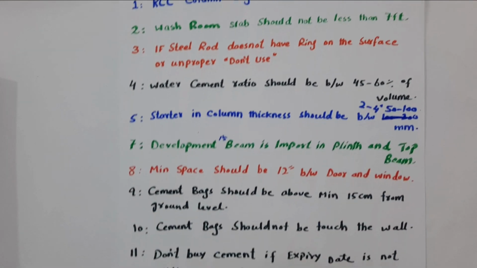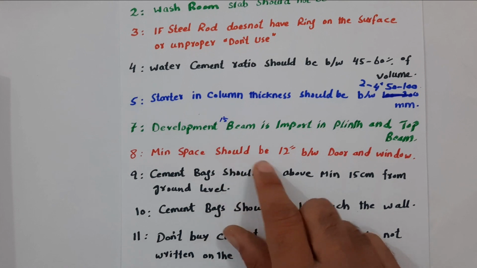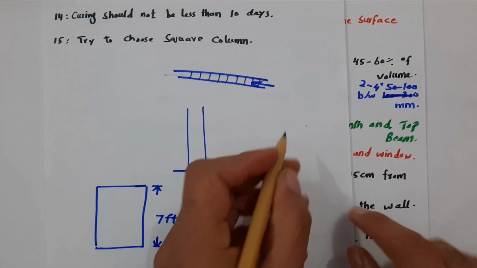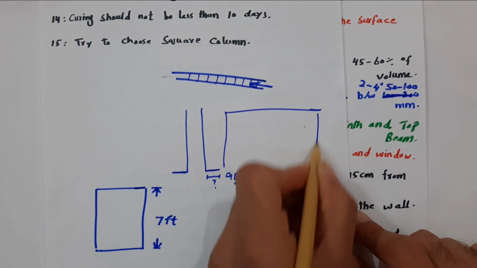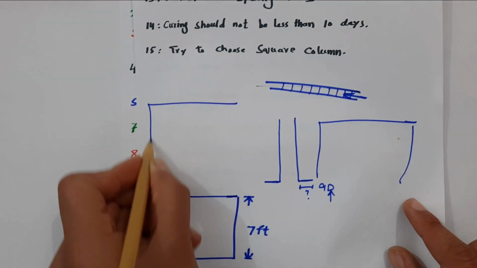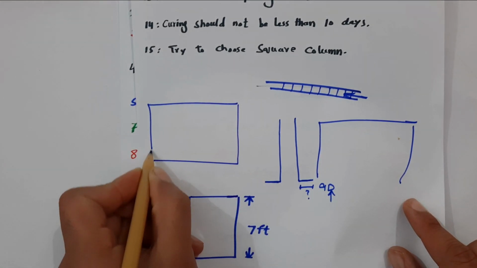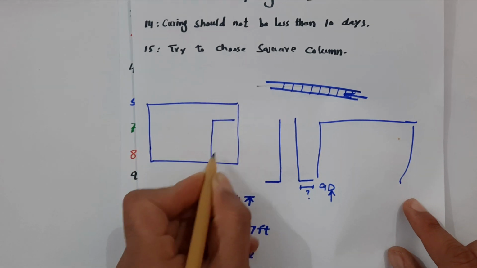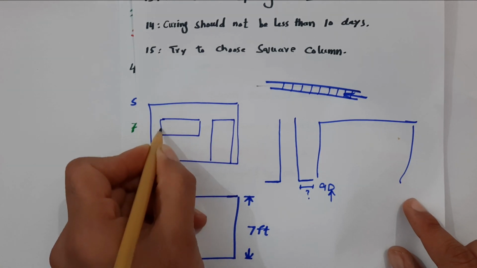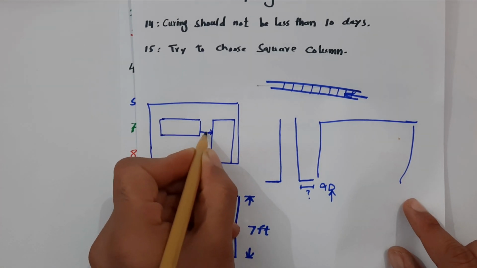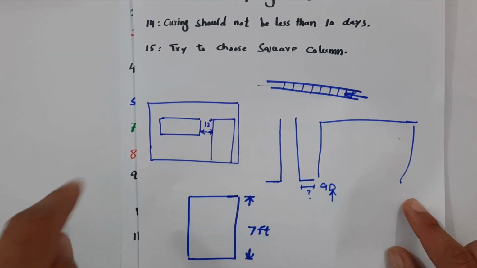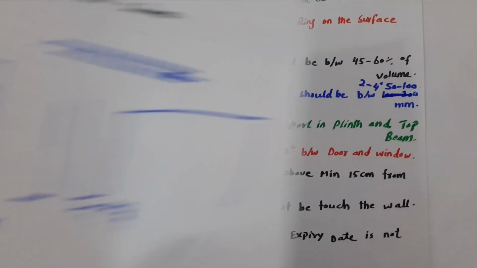The eighth one is guys, minimum space should be 12 inches between door and window. You can see here, this is the front view. Here this is a door and this is a window. So this space should not be less than 12 inches between door and window, right?